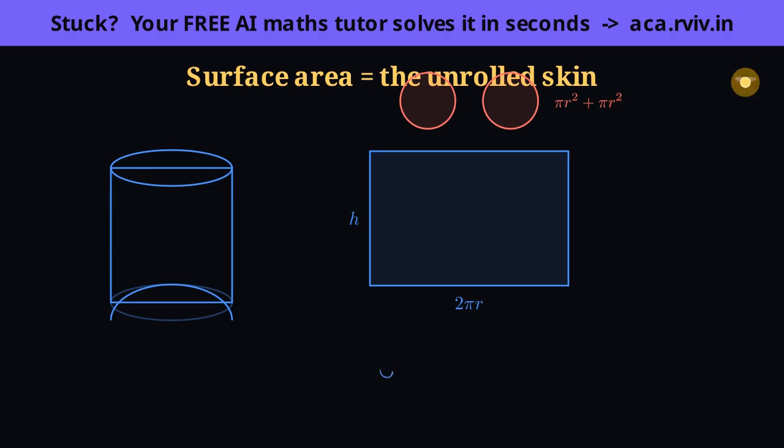Now let's just collect what we found. The curved surface area is the area of that rectangle, width times height, 2 pi r times h. That is where CSA equals 2 pi r h comes from. It was a rectangle all along.